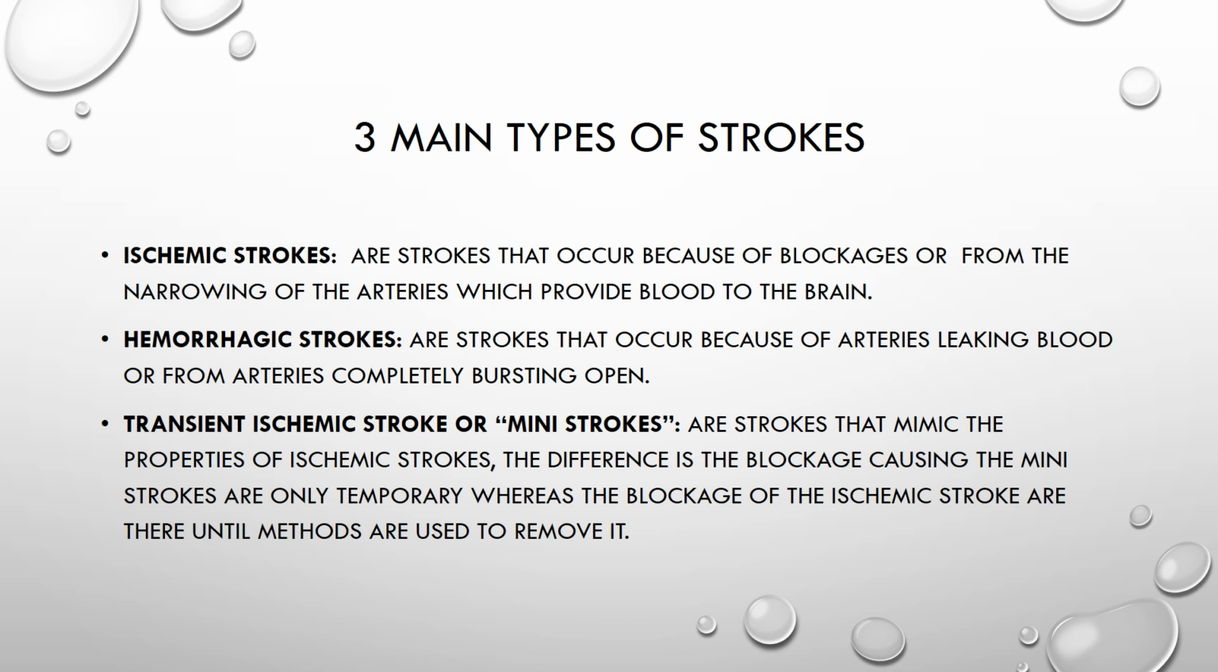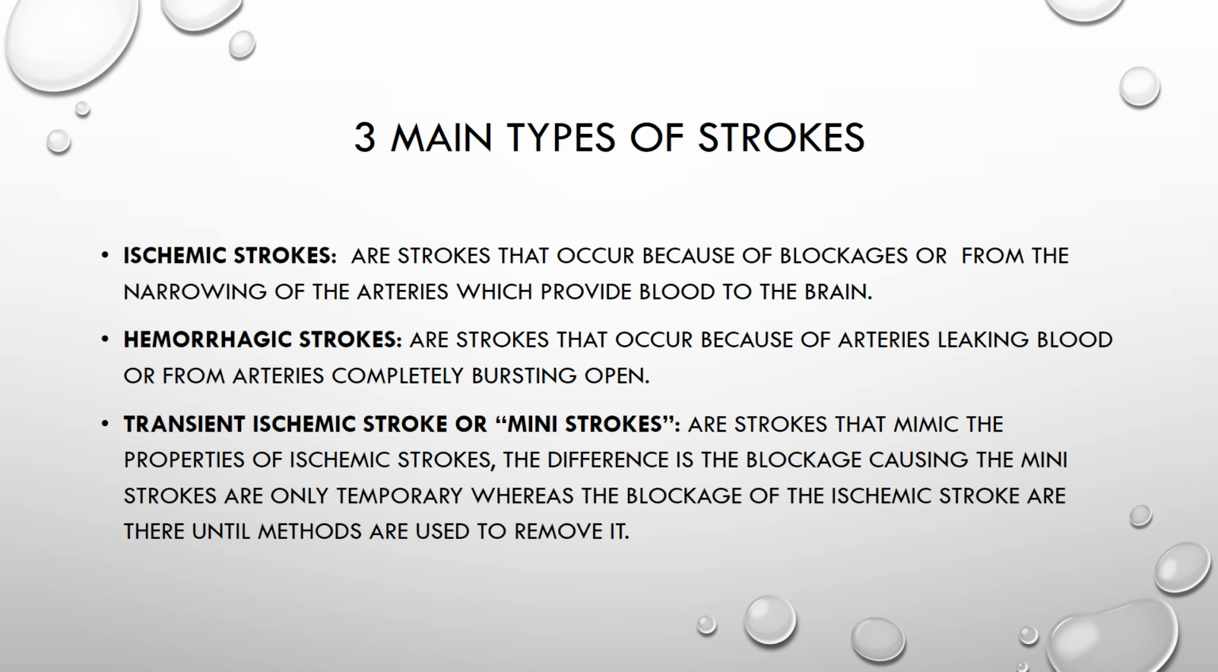There are three main types of strokes: ischemic strokes, which are strokes that occur because of a blockage, or from the narrowing of arteries which provide blood to the brain. A severely reduced blood flow is known as ischemia, which is a term I'll be using frequently throughout the presentation. The blockages are caused by either blood clots, which can form directly in the arteries connecting to the brain, or in the blood vessels that get carried along the bloodstream into the narrower arteries within the brain.